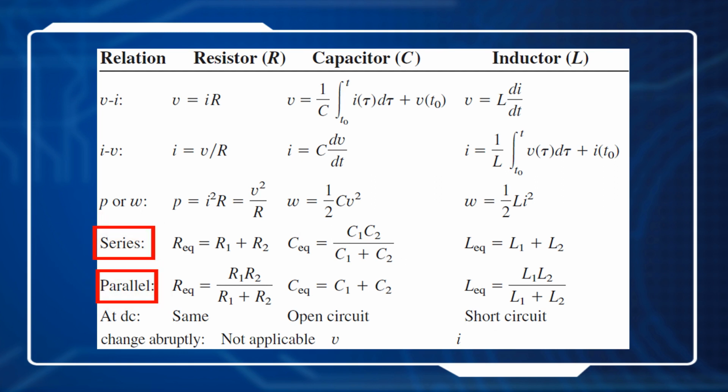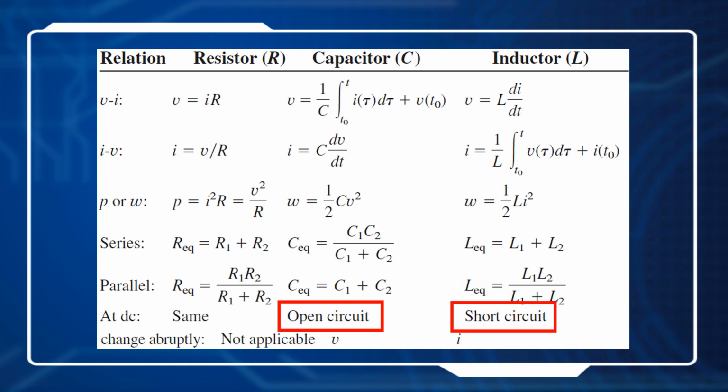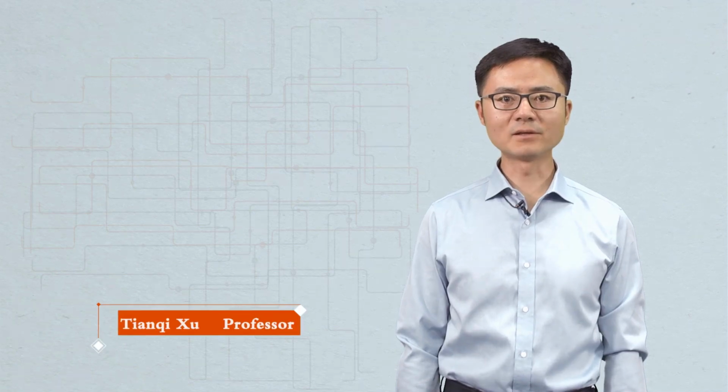And you can find the properties for DC. For example, the capacitor is an open circuit for DC and the inductor is a short circuit for DC. And you can find which variable cannot be changed abruptly. For example, for the capacitor, the voltage cannot change abruptly. But for the inductor, the current cannot change abruptly. This is the end of this section.